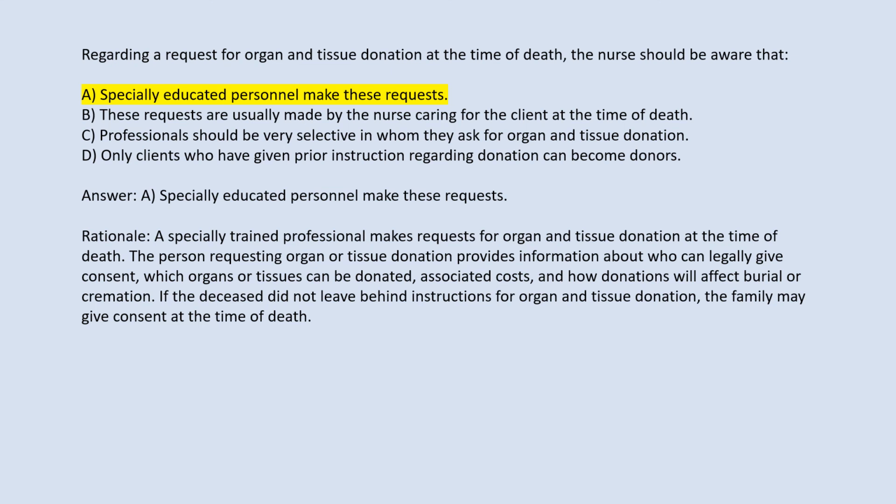Answer. A. Specially educated personnel make these requests. Rationale. A specially trained professional makes requests for organ and tissue donation at the time of death. The person requesting organ or tissue donation provides information about who can legally give consent, which organs or tissues can be donated, associated costs, and how donations will affect burial or cremation. If the deceased did not leave behind instructions for organ and tissue donation, the family may give consent at the time of death.